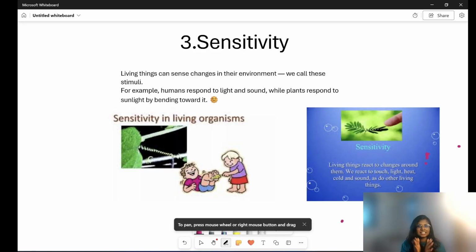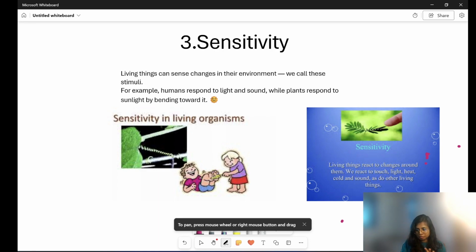The third characteristic is sensitivity. We know all living organisms are sensitive to their surroundings. They can detect changes and respond to them. Normally, these changes are called stimuli. Animals respond to things like light, sound or touch. In this diagram also, mom is tickling the baby's feet. The baby is laughing. That's a good example for animals.